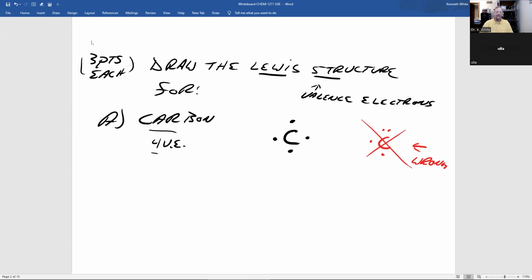This is wrong. Notice three of the sides have dots, one doesn't, and one side has two dots before each side has one. In a Lewis structure, you put one dot on each side, a dot for each valence electron, before you double up.